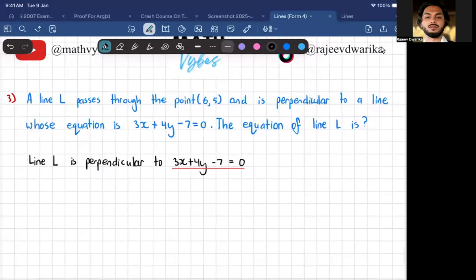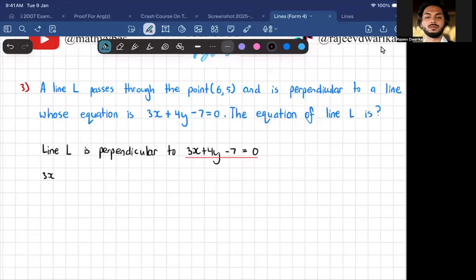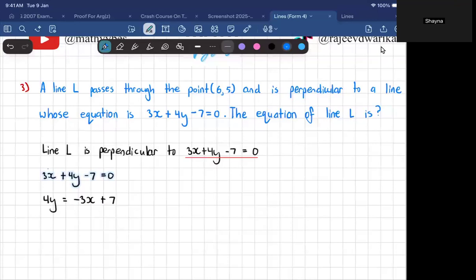So we have 3x plus 4y minus 7 is equal to 0. So I will say 4y equals minus 3x plus 7. I could explain to everybody what you just did: we made 4y the subject of the formula. You move over your 3x, which makes the sign negative, and you move over your minus 7, which makes the sign positive, because we want to put this in the form y is equal to mx plus c. The only thing on the left-hand side should be y.